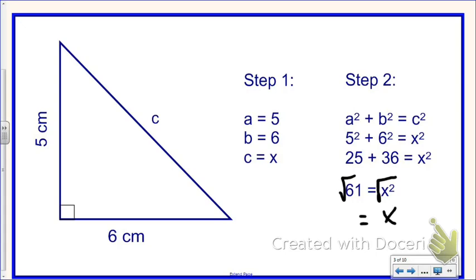And then the square root of 61 you can either do on a calculator and get a decimal answer, or in some cases you can just leave it square root of 61. It depends on the worksheet or the quiz, whatever the question is asking for. I'm just going to leave it as square root of 61.